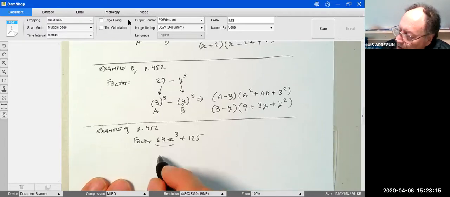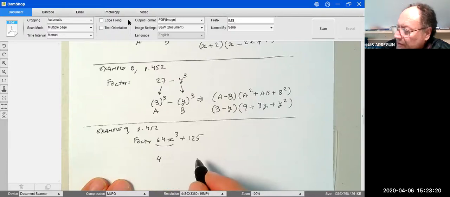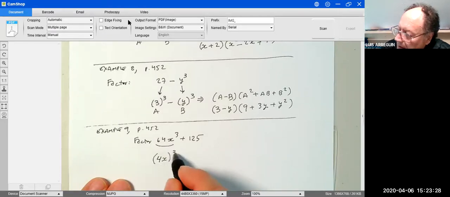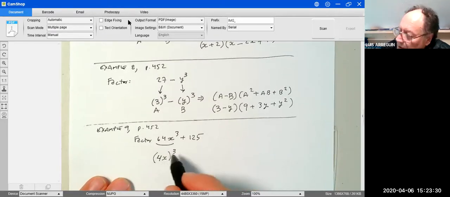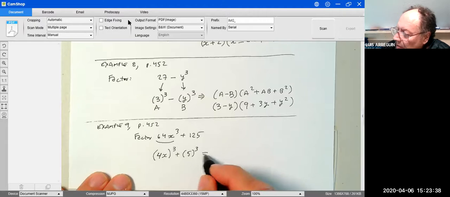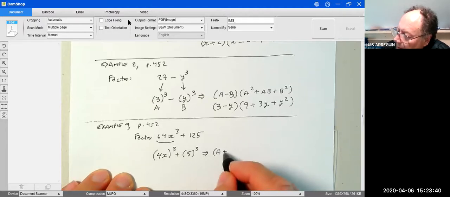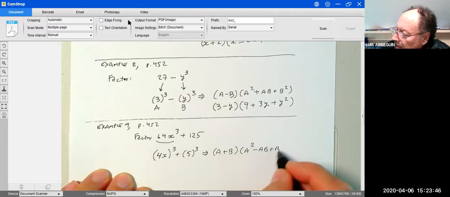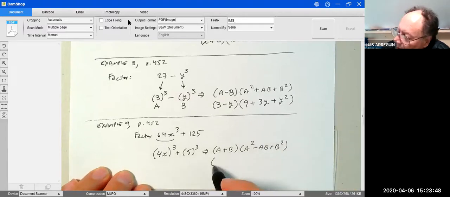So 64 is going to be 4 to the cube, because 4 times 4 times 4 is going to give you 64, and x times x times x is going to give you x cubed. So that's the way that you rewrite this as a perfect cube. And 125 is just going to be 5 to the cube. So we're going to need to write a plus b that multiplies a squared minus ab plus b squared. So a is 4x, b is 5.